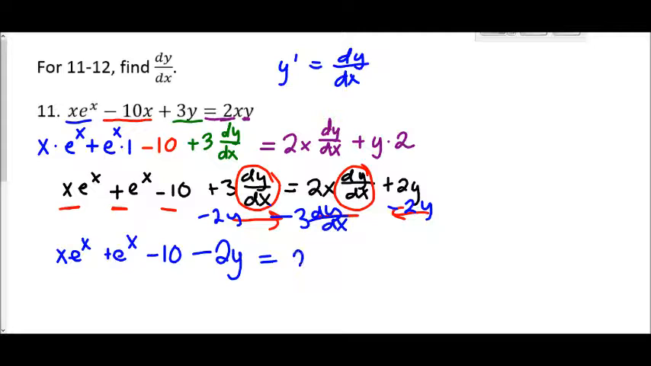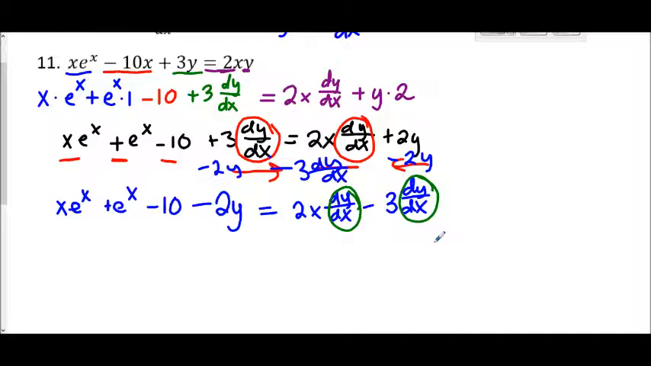So we have 2x dy dx minus 3 dy dx. Well, we're almost there. We just need to get this dy dx. We have it in two places. We need to get it into one. The way that we do that is by factoring. So we're going to undistribute those two. So we have dy dx times 2x minus 3.